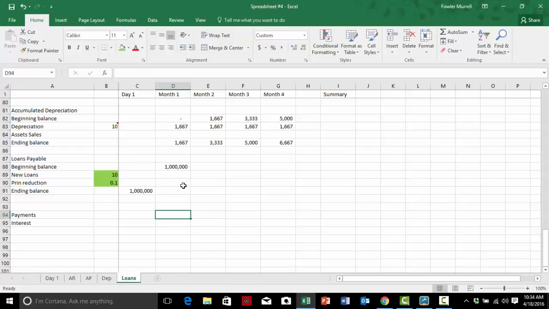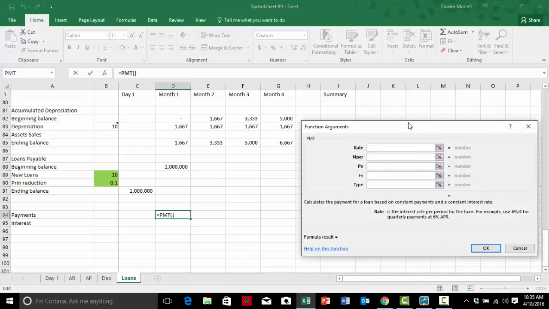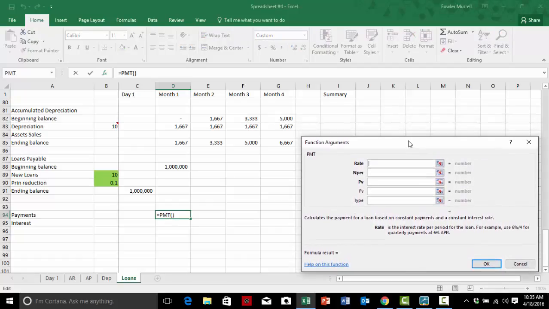And we can access the PMT function by clicking on f of x, and our PMT is there. If it's not there, we can find it. You can put a search in this box. But there's our PMT function here. So we click on OK, and we get our dialog box that opens.